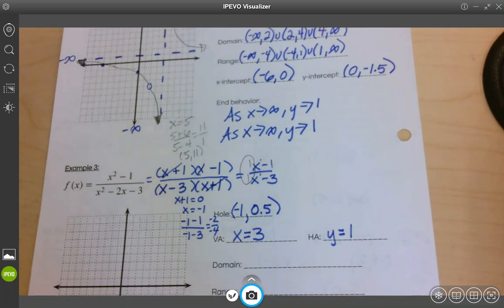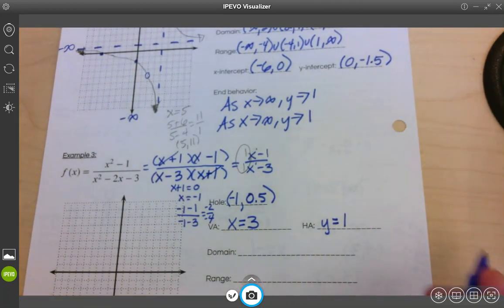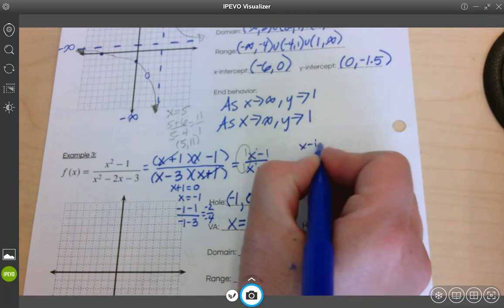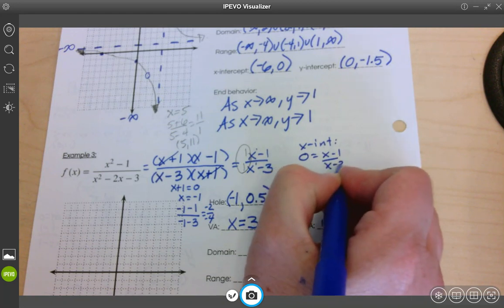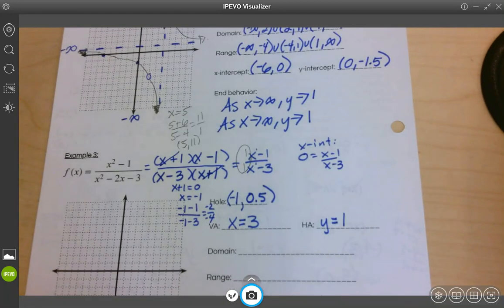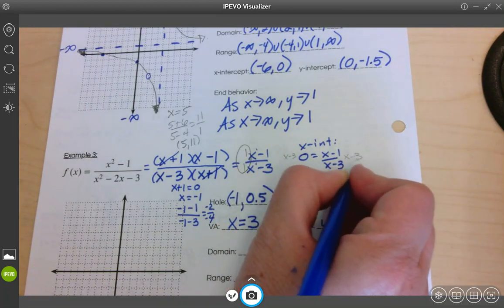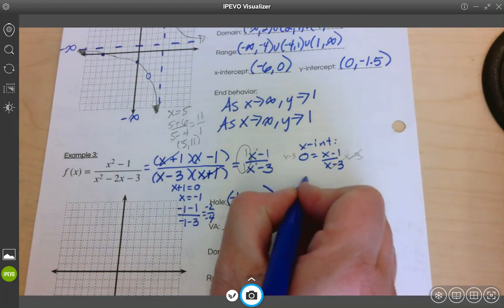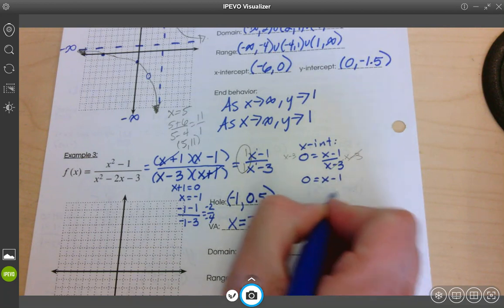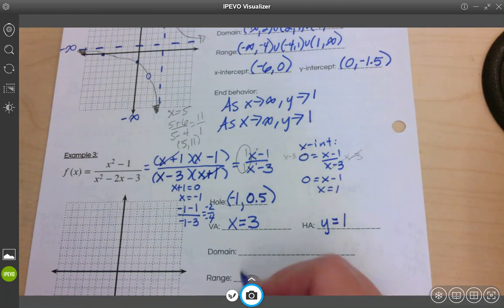We're going to do our intercepts. So for your x-intercept, we make y 0. So I'm going to do that over here. 0 equals x minus 1 over x minus 3. Some of you are skipping this step where we multiply both sides by x minus 3, and that's fine. Because you see that that's going to cancel, and we just get 0 equals x minus 1. And we get x equals 1. So my x-intercept is going to be at (1, 0).